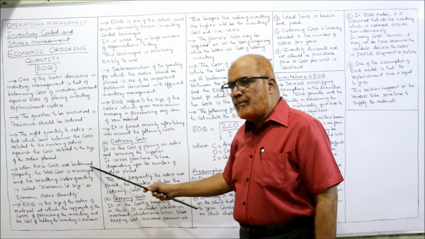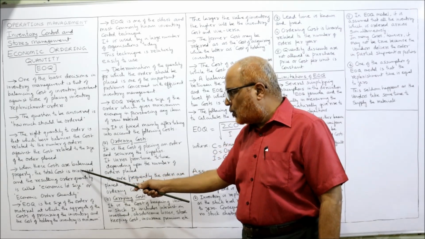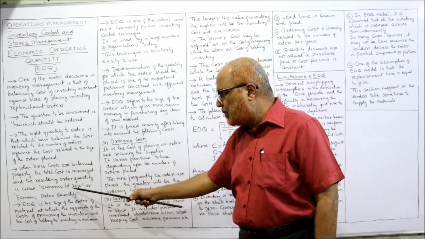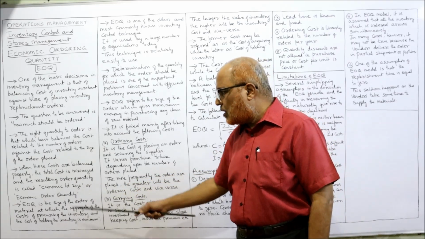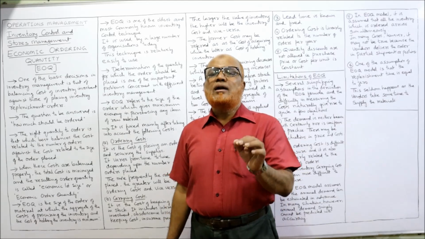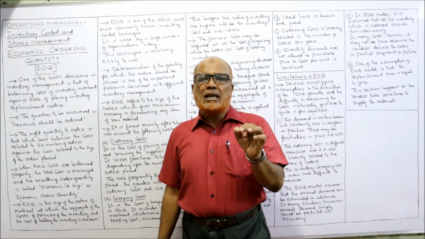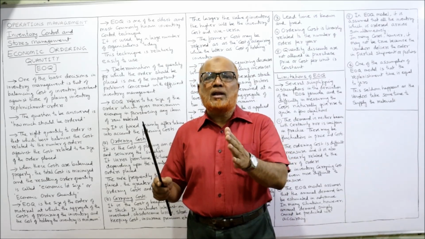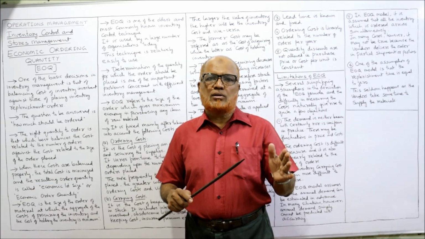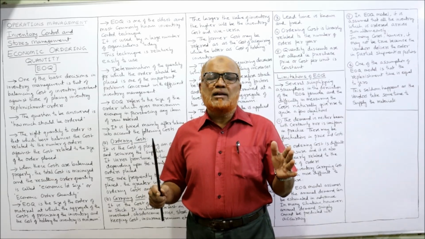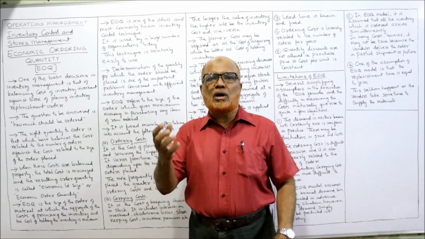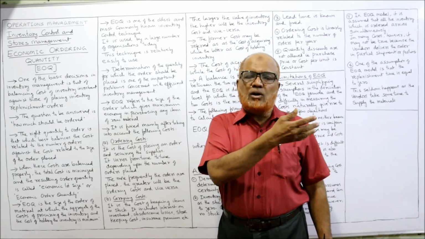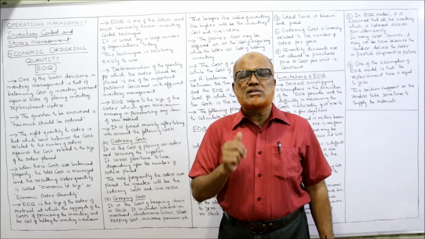When these costs are balanced properly, the total cost is minimized and the resulting ordering quantity is called the economic lot size or economic ordering size. So ultimately, we have to make a balance between these two costs, that is ordering cost and carrying cost. Both are inversely related. If we want to control the ordering cost, carrying cost is increasing. If you are controlling the carrying cost, ordering cost is increasing.